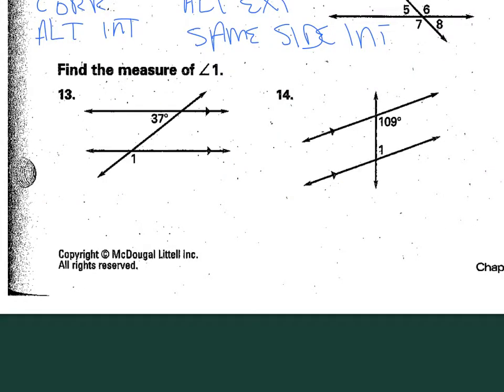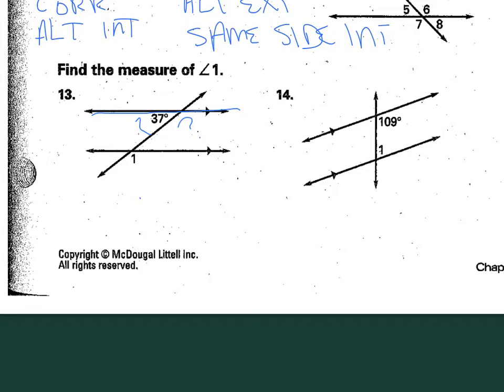Number 13 and 14, they want us to find the measurement of angle 1. Alright? So they give you this one here that's 37 degrees. You should be able to figure out what some of these other ones are. Okay, and also remember, these make a straight line. So if this one's 37, what's that one going to be if they make a straight line?